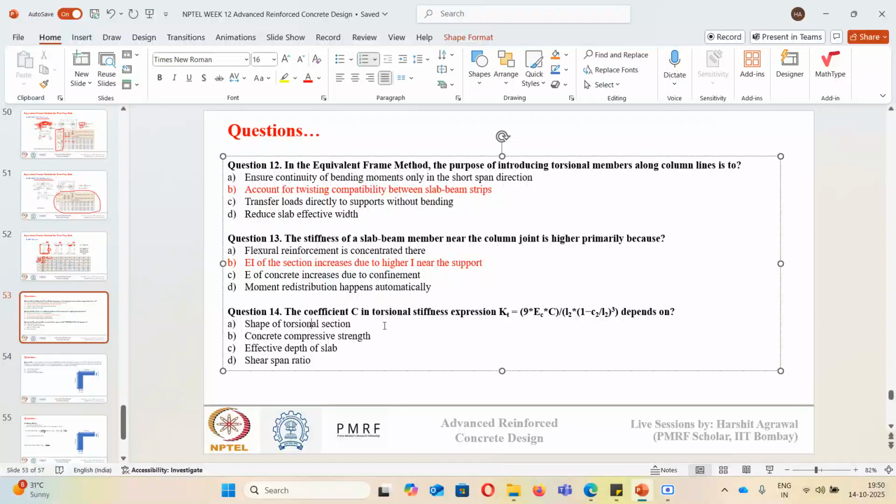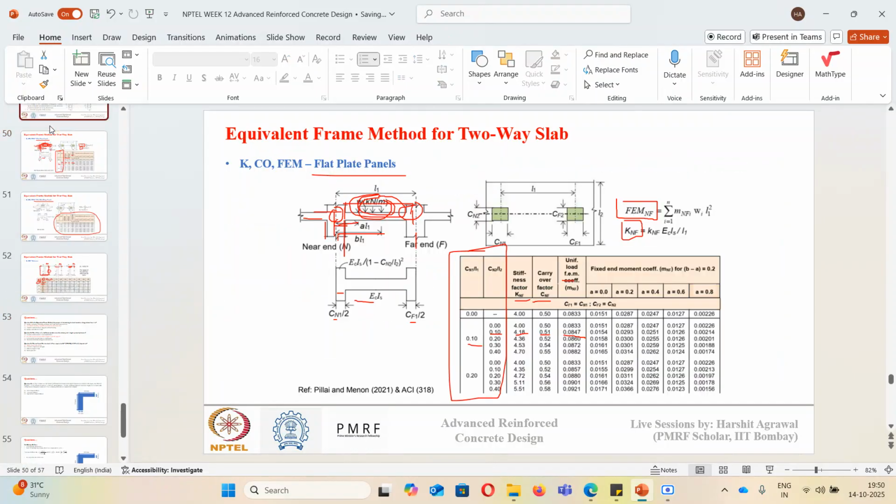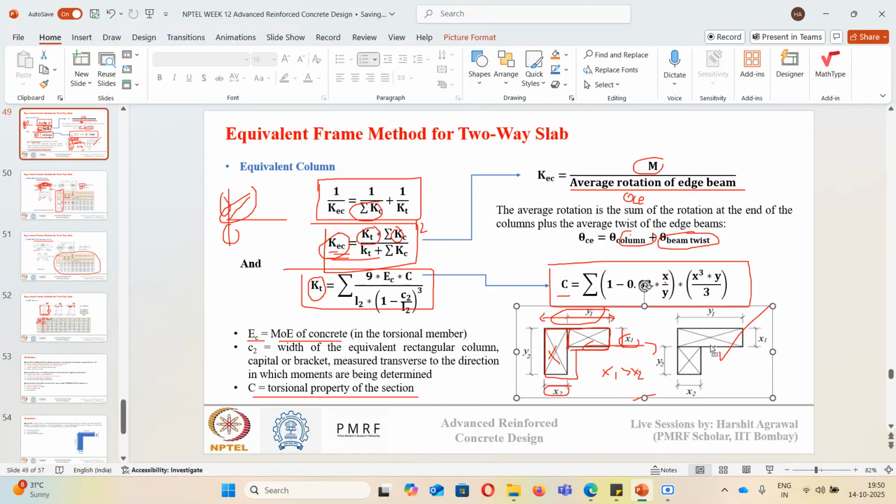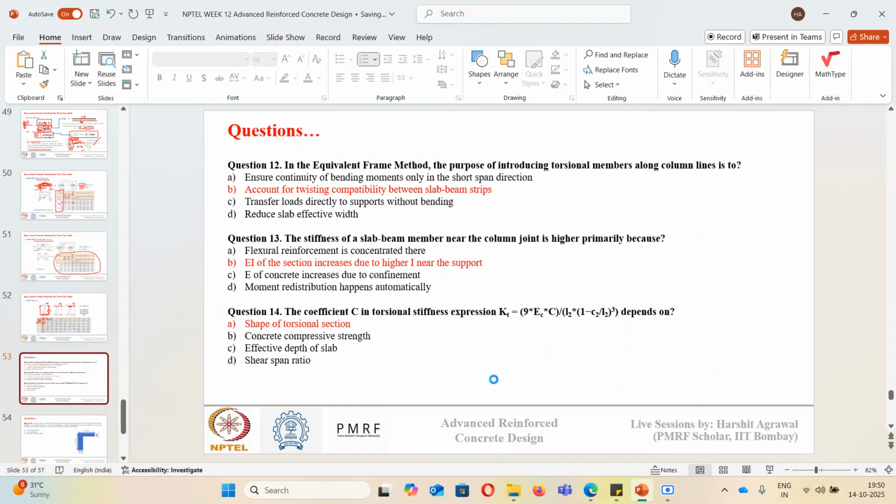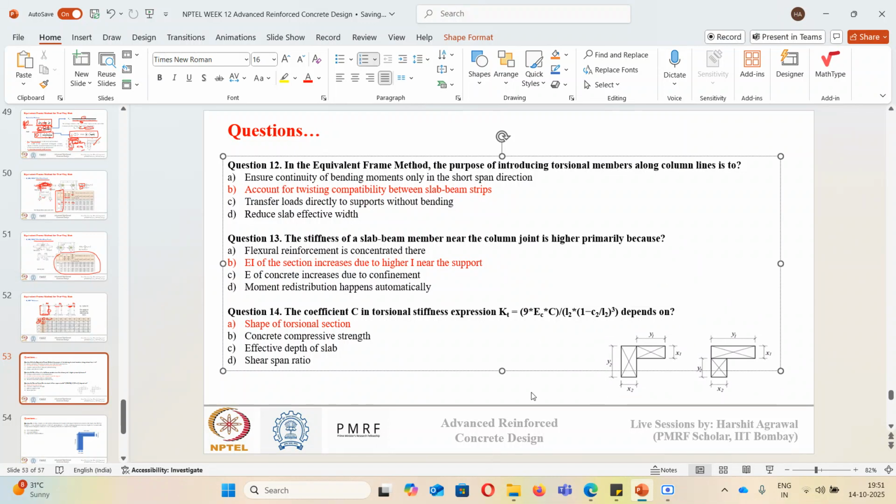Yes, it depends upon the shape of the torsional section. So we saw this formula, if you remember. Okay, so shape dictates the value of C. So code says that if x1 is greater than x2, then we need to provide y1 also, which is maximum possible. Okay, so how we distribute the section will determine the value of C. It doesn't depend upon any strength value or D value or span value. It just depends upon the shape of the section, distribution of the shape. Okay.